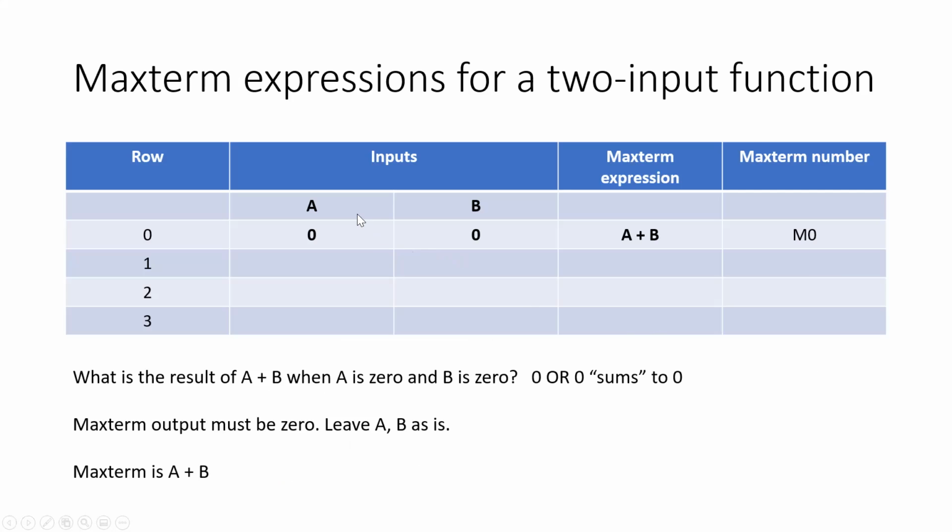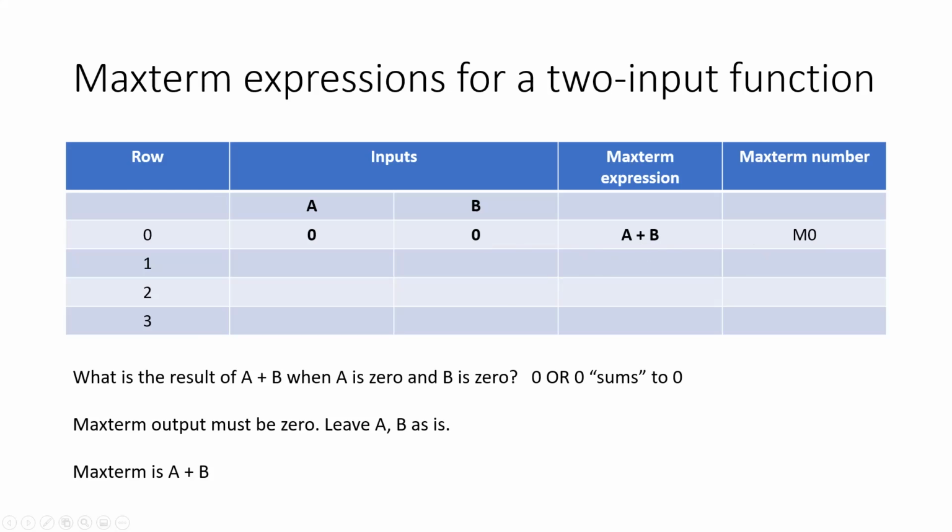Let's take a look then at all of the max term expressions for a two input function, where our input names are A and B. When A is a 0 and B is a 0, the max term expression is A ORed with B, because 0 ORed with 0 will produce an output of 0. And when we number max terms, you'll sometimes see them written in a notation of a capital M followed by a 0. That means max term 0.